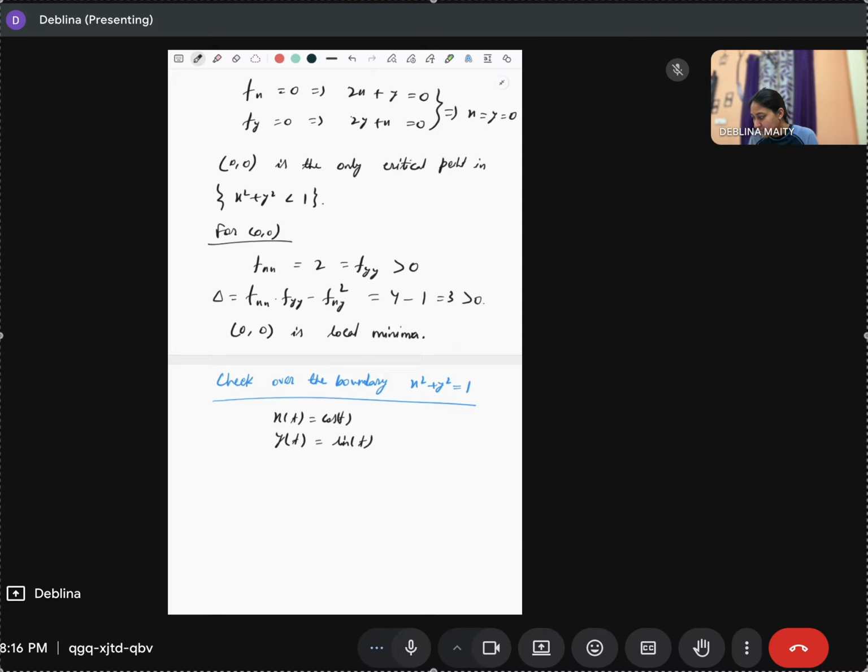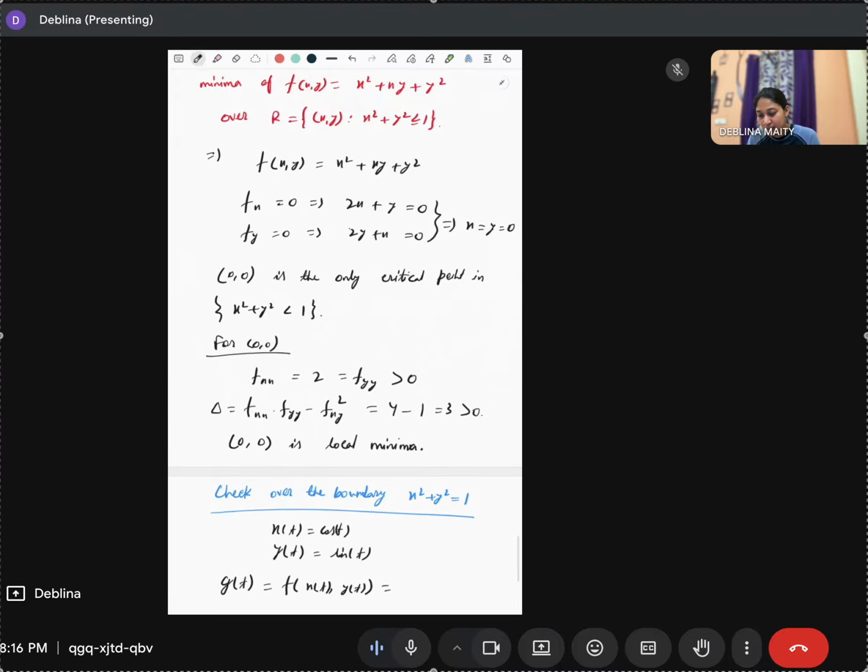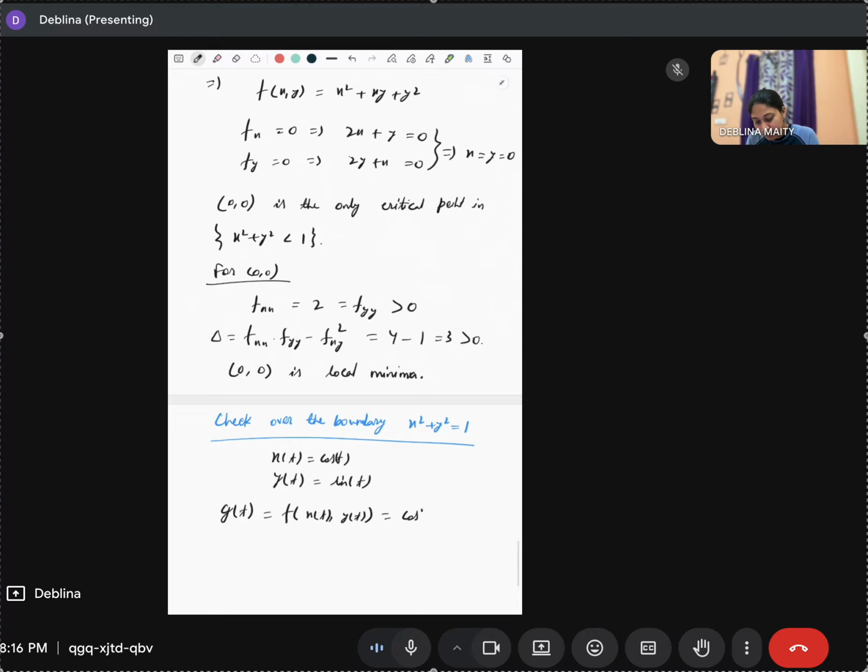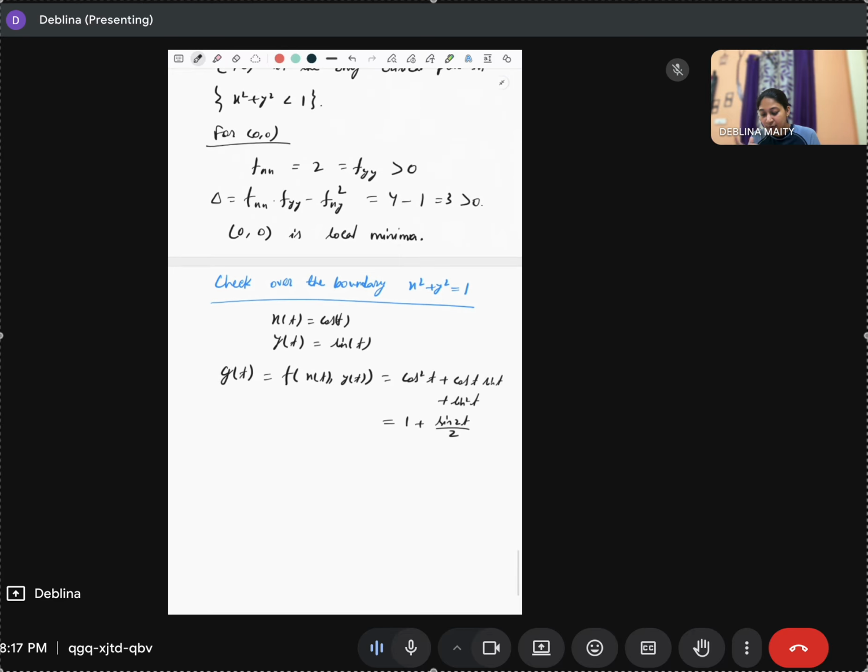So now our f(x, y) will become a single variable function, right? So it is f(x(t), y(t)), so it will depend only on this t now. It was x square plus xy plus y square, right? This means cos square t plus cos t sin t plus sin square t, which is 1 plus sin 2t by 2, right? So now f(x, y) becomes g(t) equals this expression.